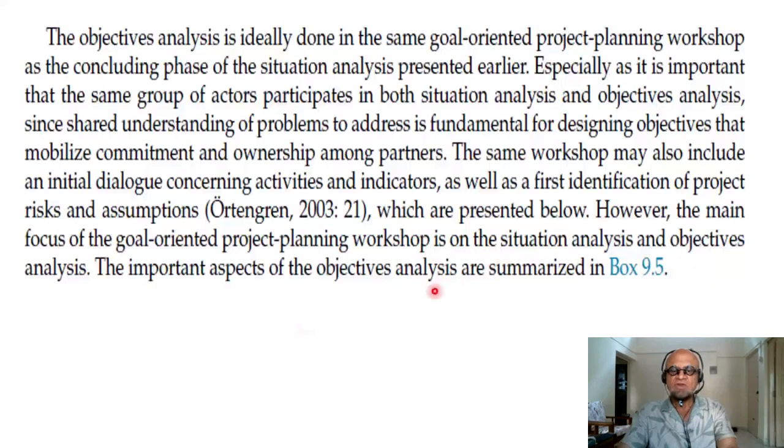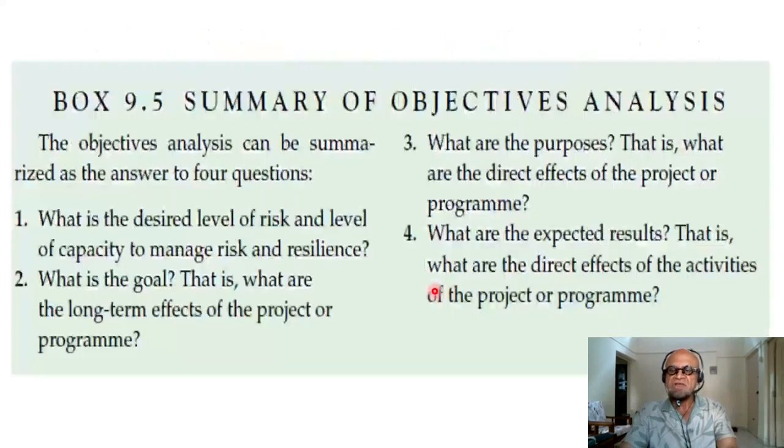However, the main focus of the goal-oriented project planning workshop is on the situation analysis and objectives analysis. The important aspects of the objectives analysis are summarized here in 9.5, Summary of Objectives Analysis. The objectives analysis can be summarized as the answer to 4 questions. You see the format this author uses. What is the desired level of risk and level of capacity to manage risk and resilience? To manage risk and resilience, what is the goal? That is, what are the long-term effects of the project or program? What are the purposes? That is, what are the direct effects of the project or program? What are the expected results? That is, what are the direct effects of the activities of the program or the project?